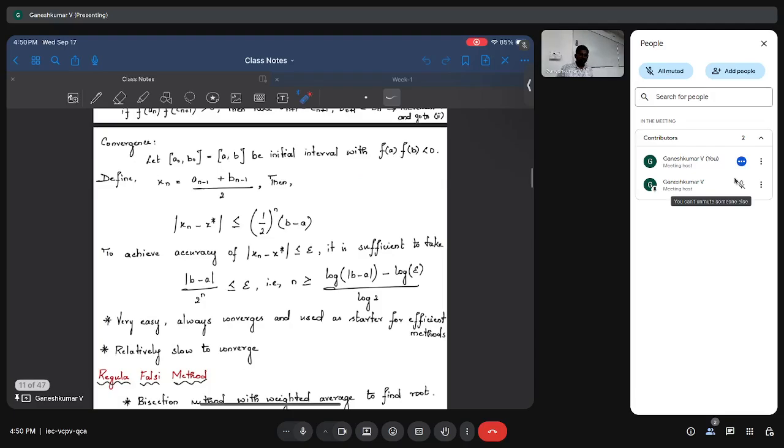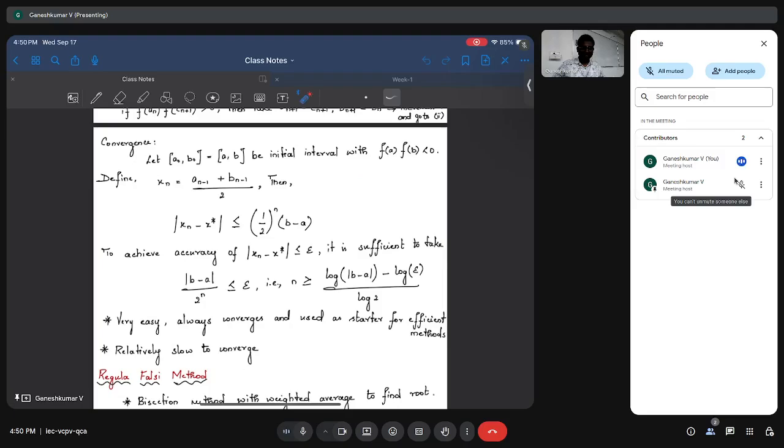Okay, but we cannot actually converge to that exact value. So what we do is we try to see whether the value is somewhere near the root. Okay, so that is what we mean by convergence. We'll see whether the root is nearby.